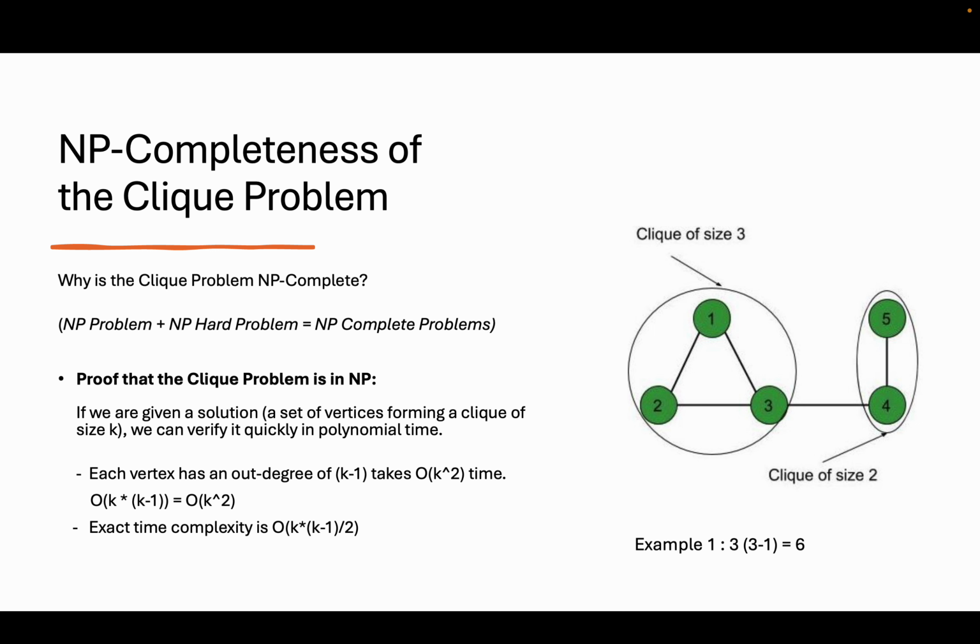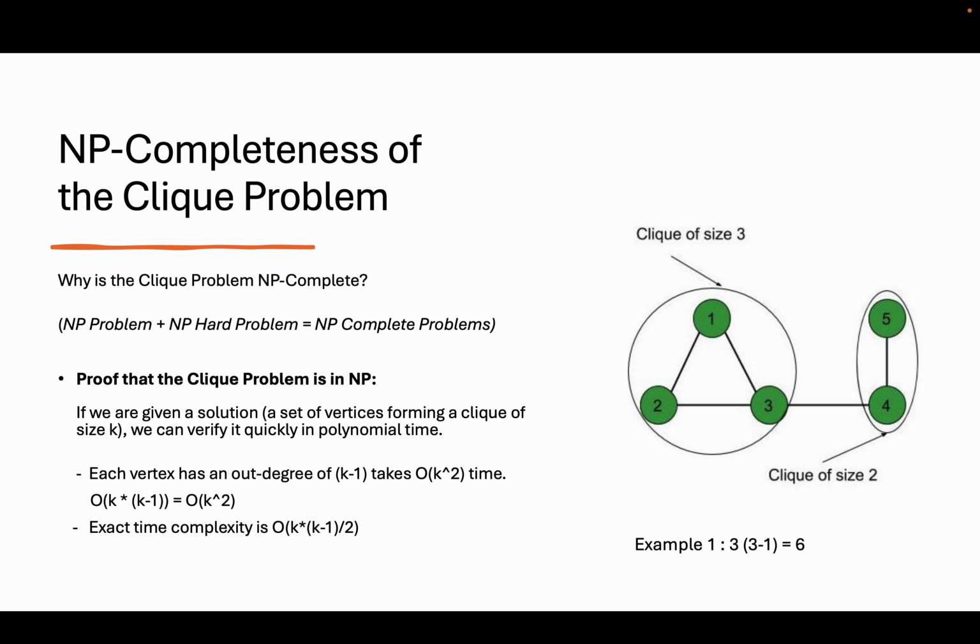For each of the k vertices, we can check if it is connected to the other k minus 1 vertices. This means we have to check all the pairs of vertices in the end, and the total number of pairs is k times k minus 1 divided by 2, which is on the order of k squared time.